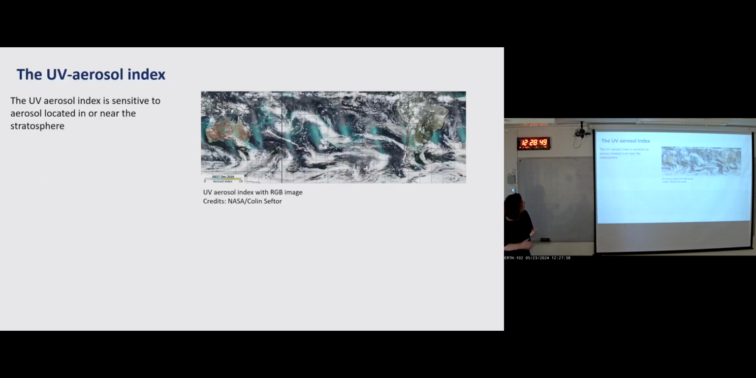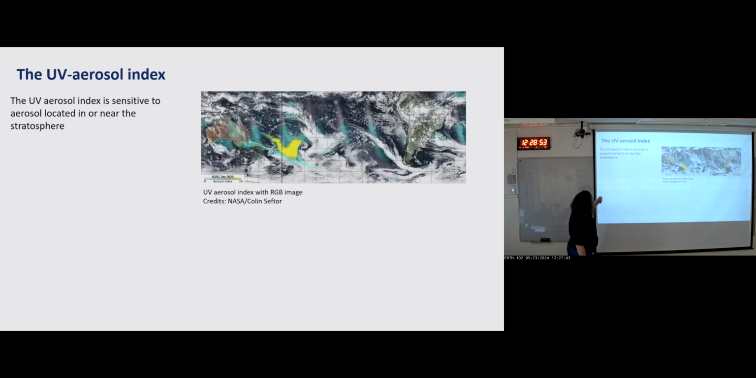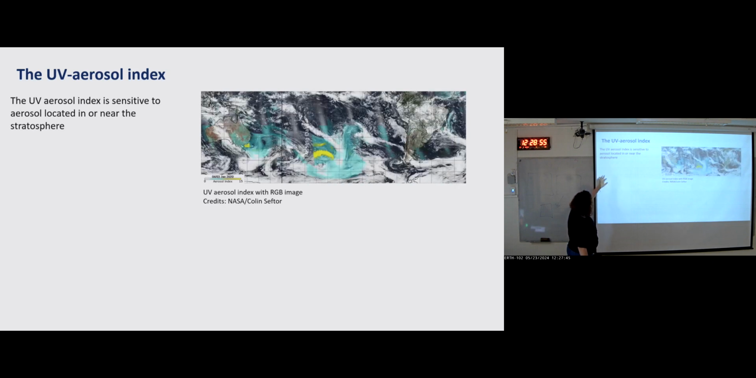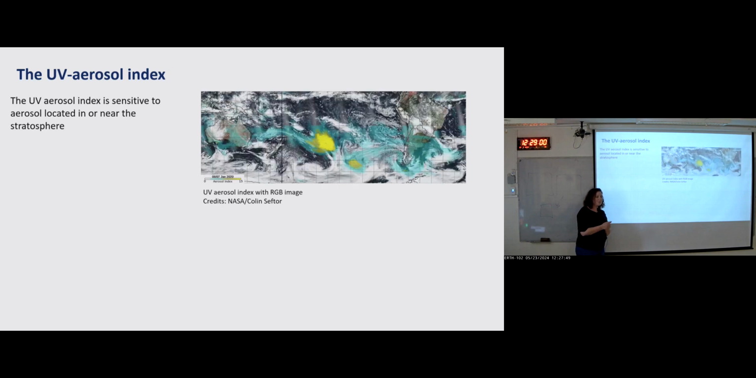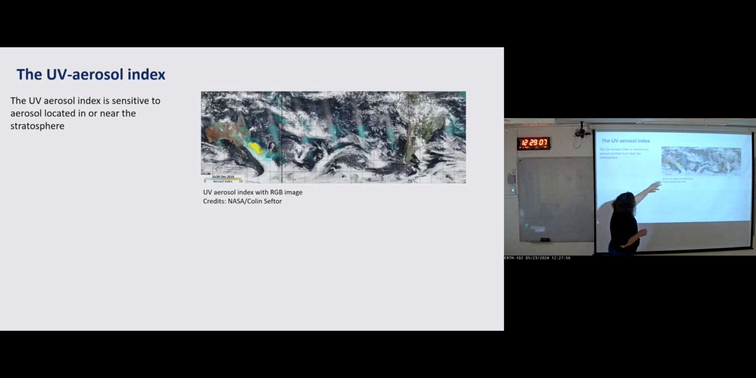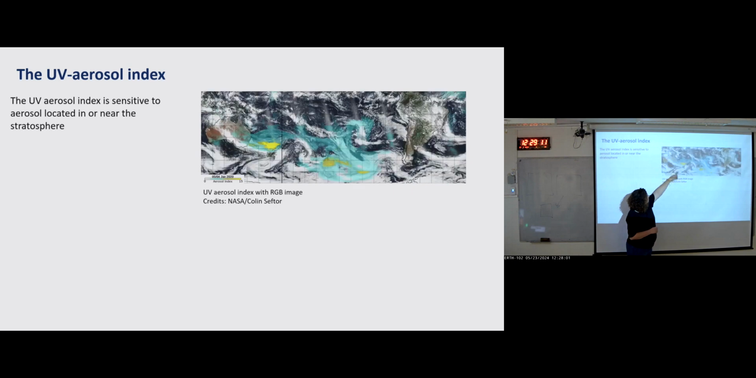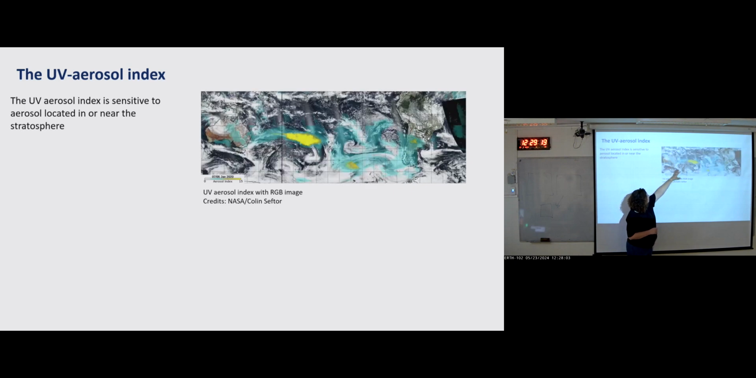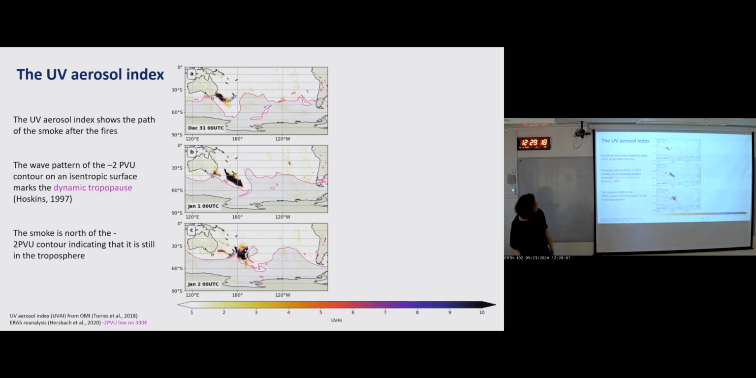We're looking at the UV aerosol index, as I said before in the picture. The UV aerosol index is transparent to anything in the troposphere. It only shows you the aerosols in the smoke that's in the stratosphere or in the uppermost level. You can see the smoke here increasing, this bright yellow color, and you can see that the smoke is moving from Australia and moving around there.